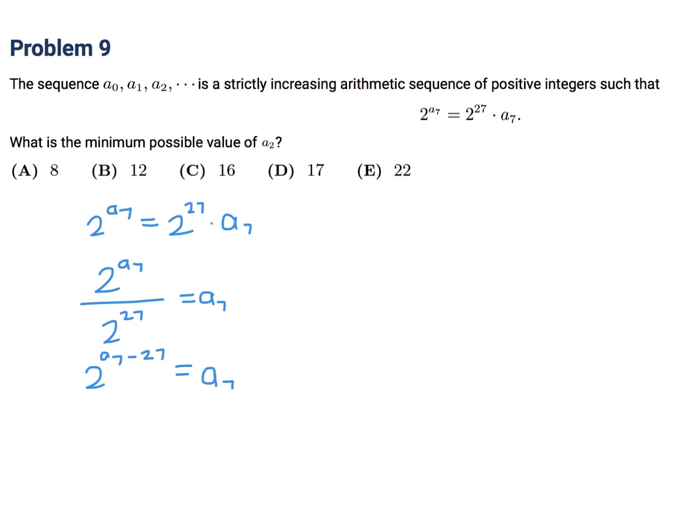So this means that A7 is equal to 2 to the power of A7 minus 27, simple exponent laws. Okay. So we want minimum values of everything. And also they have to be positive integers, okay, that's important. So the only way that's going to happen is, the first thing is A7 has to be greater than 27, right? And A7 obviously is a power of 2.